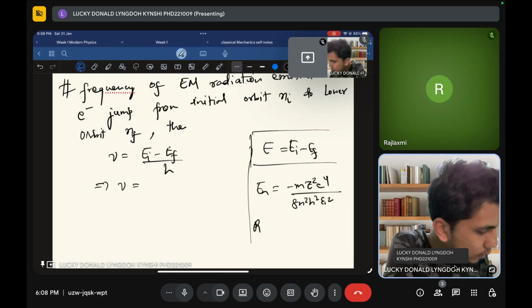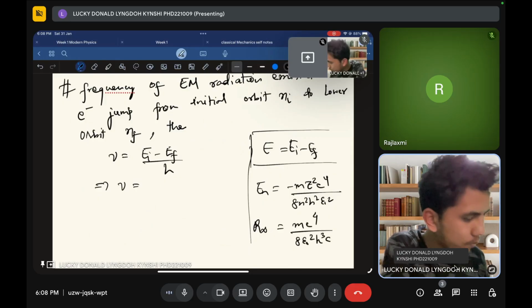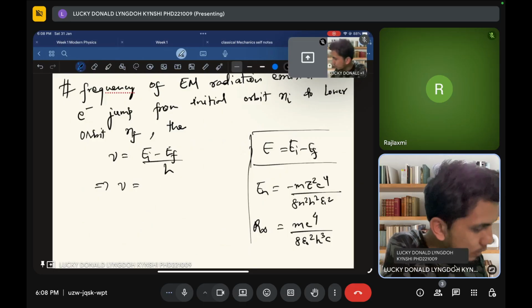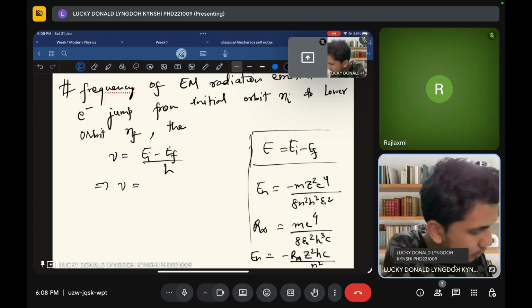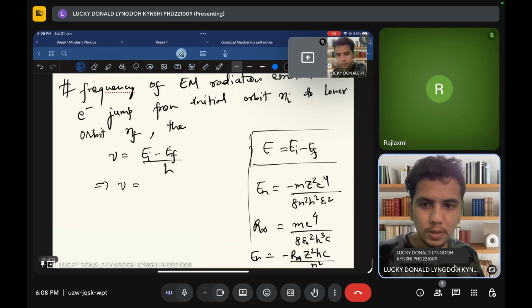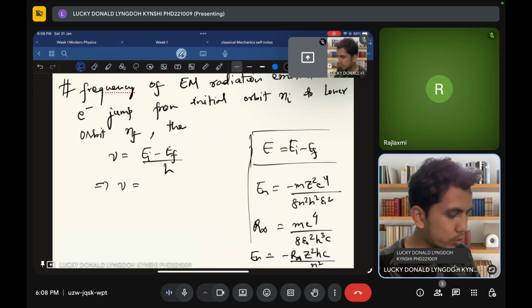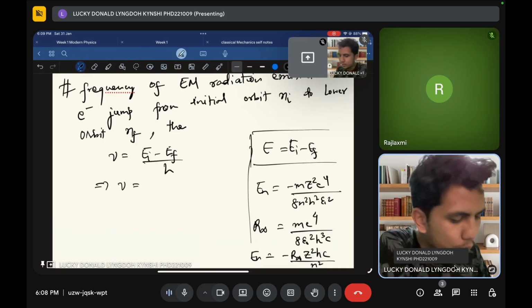R infinity is not infinity, we get m e to the power 4 divided by 8 epsilon naught square h cubed c. So that means your energy En you can also express in terms of minus R Z square h c by n square. That means you can also express the energy in terms of R infinity. That means now mu is equal to what?